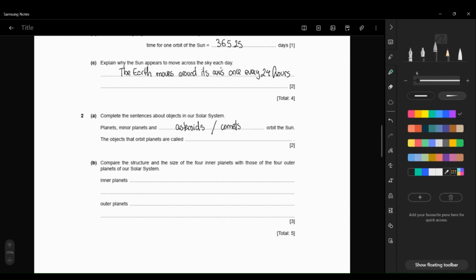Any one would be correct. The objects that orbit planets are called, if you look at our own object orbiting the Earth, the moon. So they are all called moons. You could also call them natural satellites.